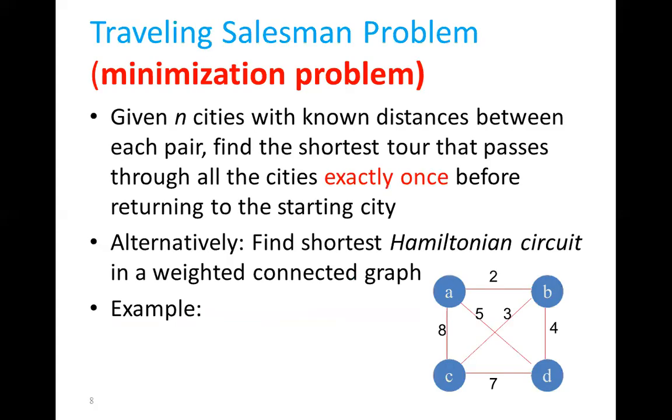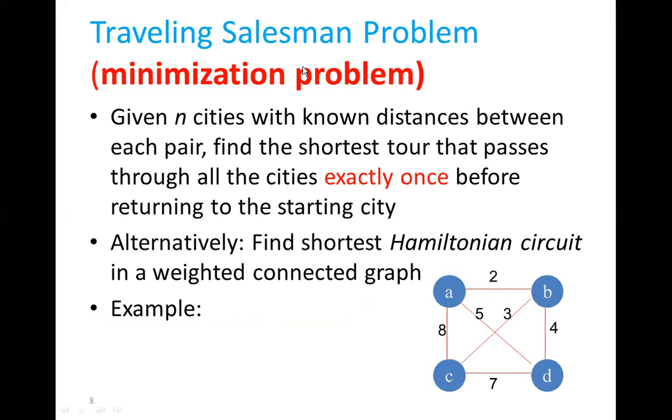So we will apply the exhaustive search today to solve the problem called traveling salesman problem. In traveling salesman problem, we have n cities. We are given n cities with known distance between each pair of these cities, and we will find the shortest tour that passes through all the cities exactly once before we return to the starting city.